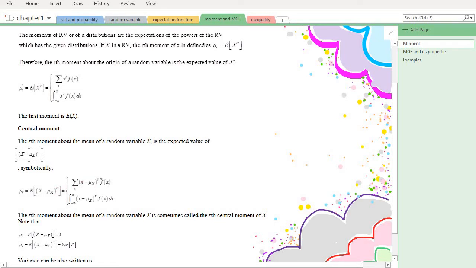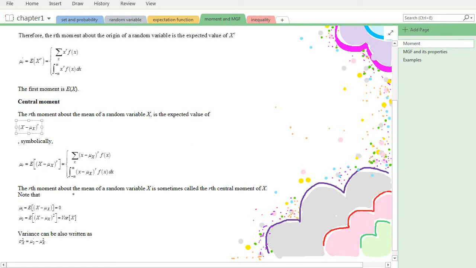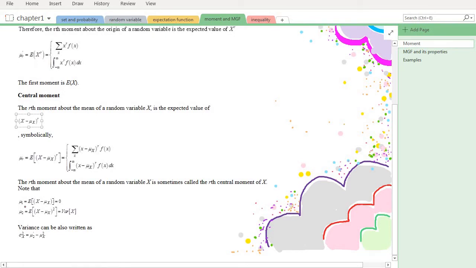So this will be the discrete random variable formula, and this one will be the continuous random variable. As you can see, it is always this term power r multiplied with the function fx. So fx in this case is a PDF, but fx in this case is a PMF, because this one is the discrete case and this is the continuous case. Then the r-th moment about the mean of a random variable x is sometimes called the r-th central moment of x.